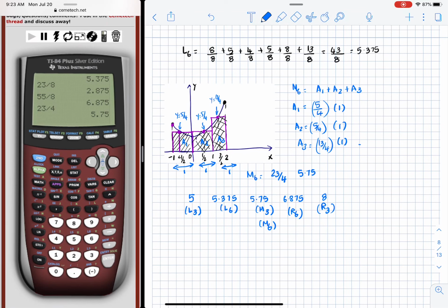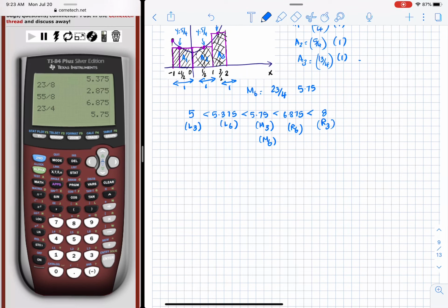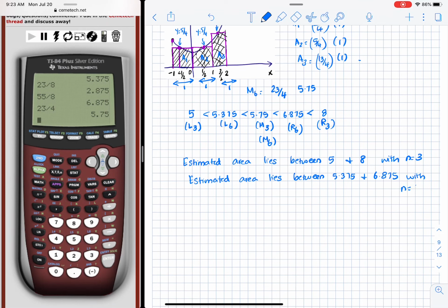So when we use 3 rectangles, our estimated area lies between 5 and 8 with n equals 3. The estimated area lies between 5.375 and 6.875 with n equals 6.